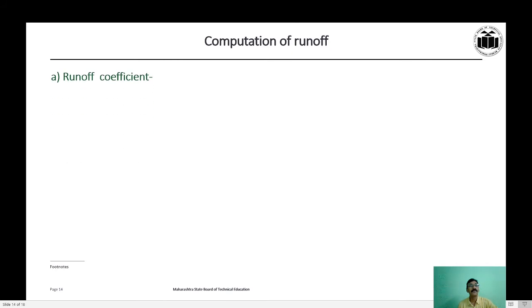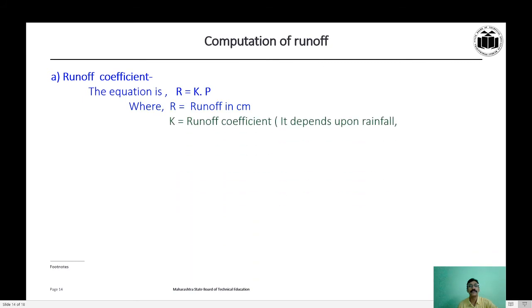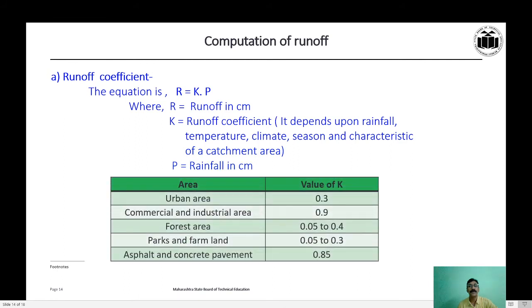First method is runoff coefficient method. The equation of runoff coefficient method is R is equal to K into P, where R is runoff in centimeter, K is runoff coefficient. This runoff coefficient depends upon rainfall, temperature, climate, season, and characteristics of a catchment area. P is rainfall in centimeter. The value of K area wise are shown in the table.